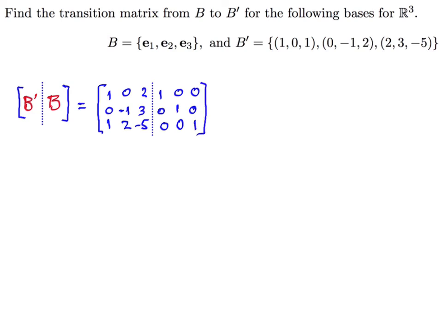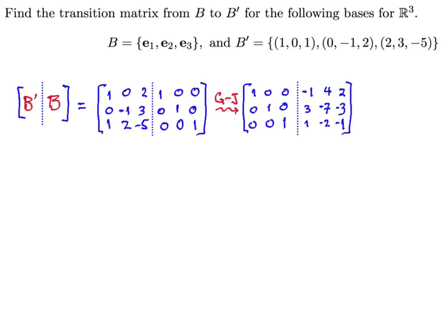And then we do Gauss-Jordan elimination, and on the left we'll have the 3x3 identity matrix, and on the right we'll end up with P inverse. So the transition matrix to go from the standard basis for R3 to this other basis, B prime, is going to be the matrix P inverse.